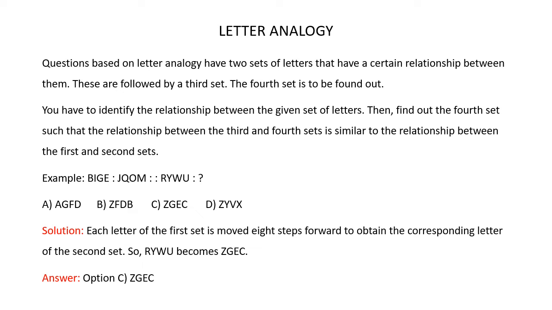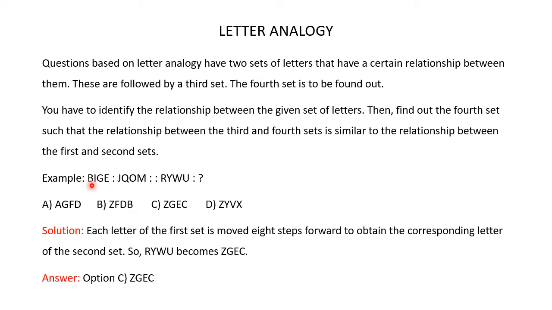For example, BIGE is to JQOM. Similarly, RYWU is to what? Here you are given four answer options and you have to find out which of these answer options is the correct one. When you look at the first two sets of letters, you will see that each letter of the first set is moved 8 steps forward to obtain the corresponding letter of the second set.